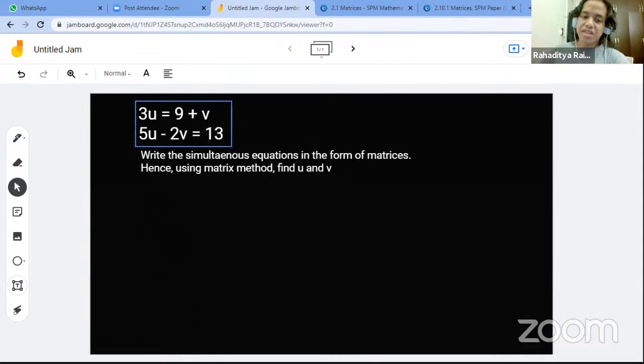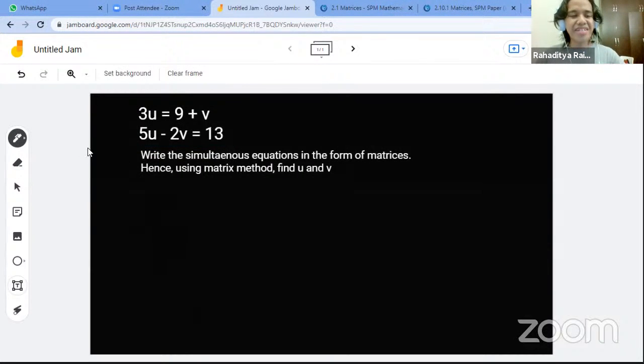Before you start with anything, what's the first thing you should do? Yes, thank you. That is correct, Rachel. Make sure you rearrange it properly in such a way that all the unknowns are on the left side. So this one will become 3u minus v is equal to 9. And that will be your new equation. Okay, now that we have this, we're all set.